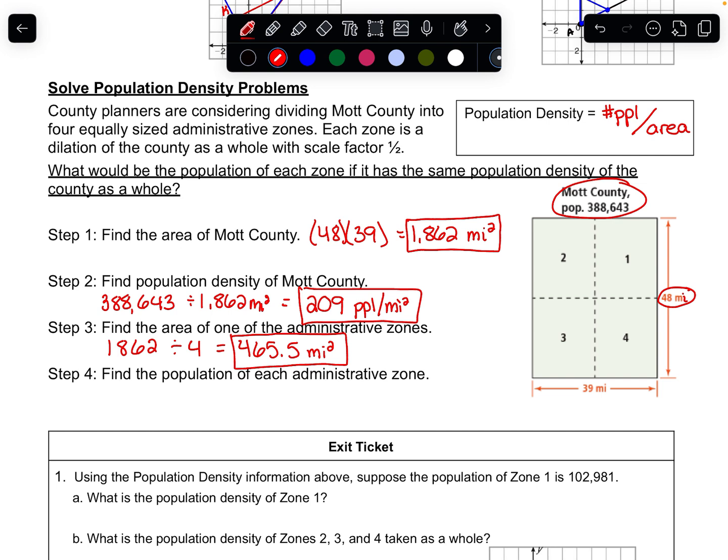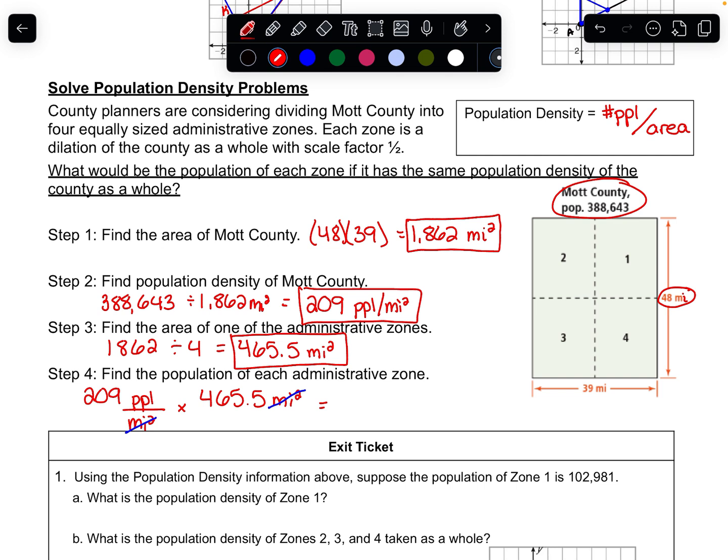Find the population of each administrative zone. Oh, okay. So if there is a population density of 209 people per square mile, we multiply that by the number of miles that we're dealing with, 465.5 miles squared. Look here. Now there's a mile squared on top that cancels out with a mile squared on the bottom, and we are just left with people. It's asking find the population, so people is what we can end up with.